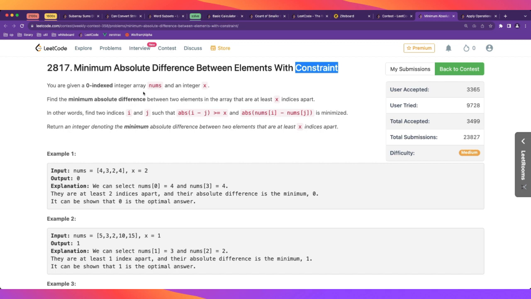So we're given an integer array and an integer x. We want to find the minimum absolute difference. Absolute difference you can think about in terms of distance on the number line, between two elements in the array that are at least x indices apart. Two elements in the array, so this is yet another pairs problem like Q1.